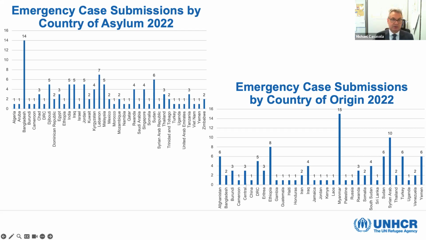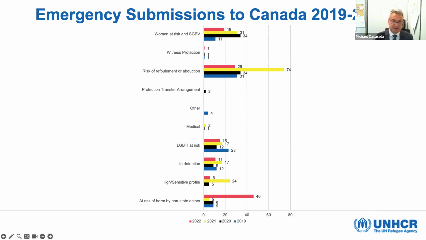The people going through that program are oftentimes people coming out of detention, and you can see it right here. This is a better explainer. For those people who are coming through the program, every year we try to track what their protection issue is, what the issue was that they had to come on an emergency basis. The most common reasons are, of course, women at risk of sexual and gender-based violence, risk of refoulement, that means forced return to their country of origin, or they are LGBTQI or in detention. Next slide, please.